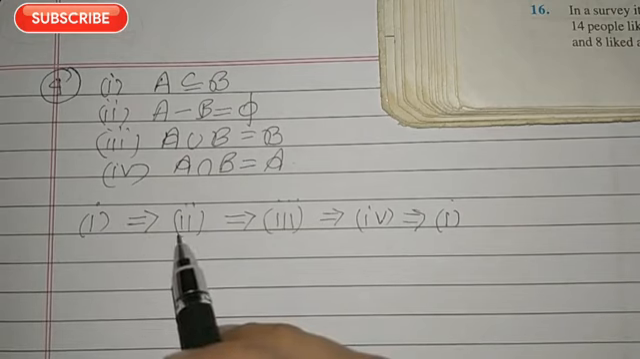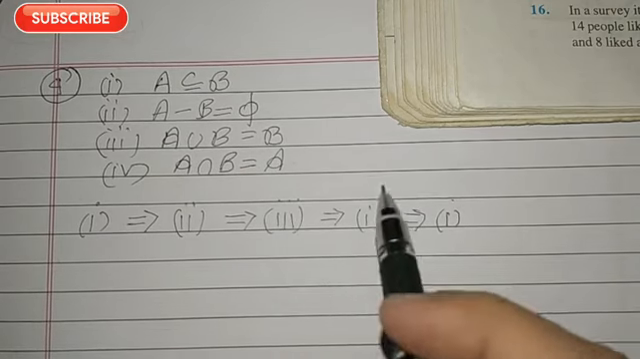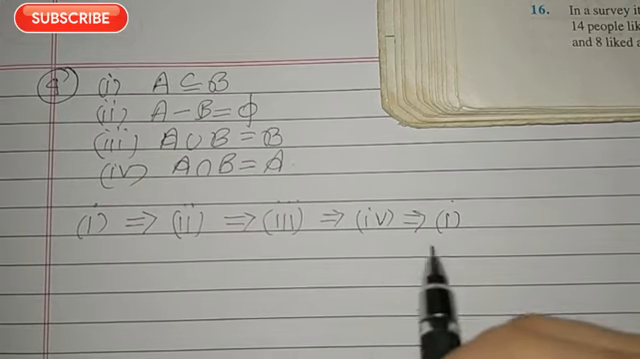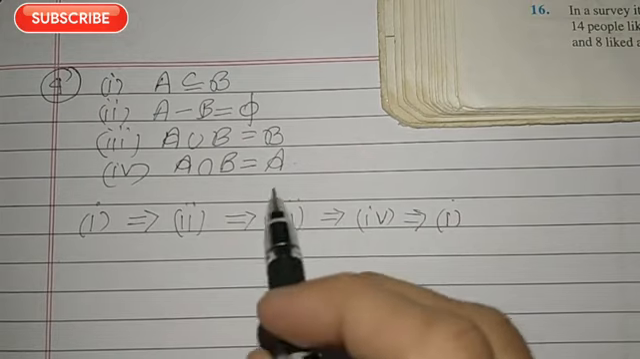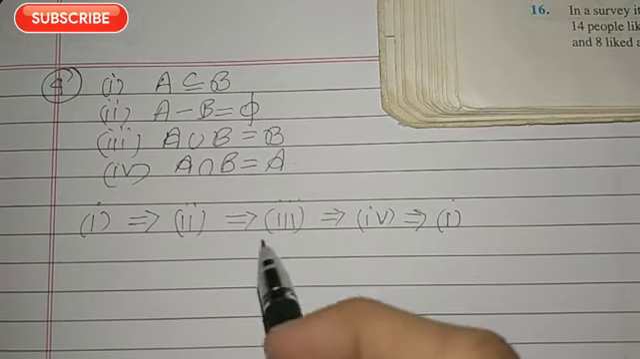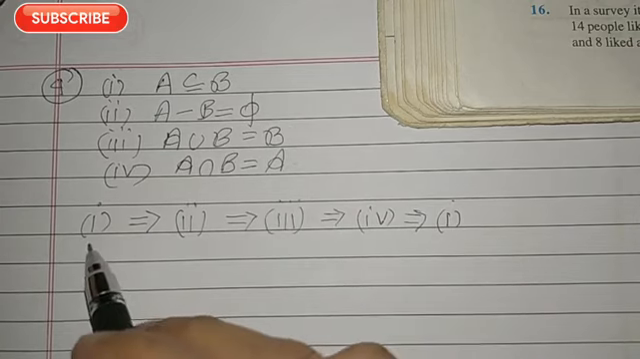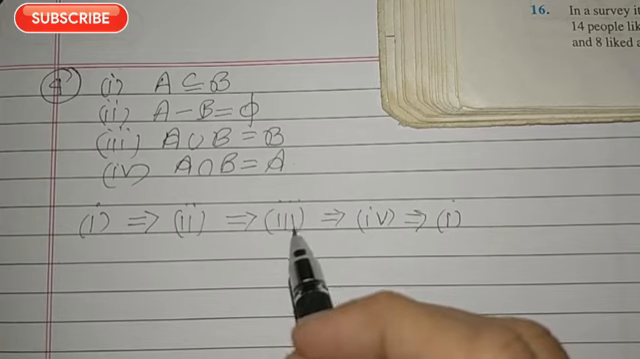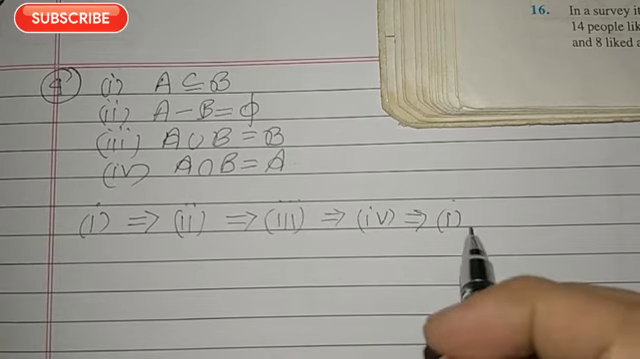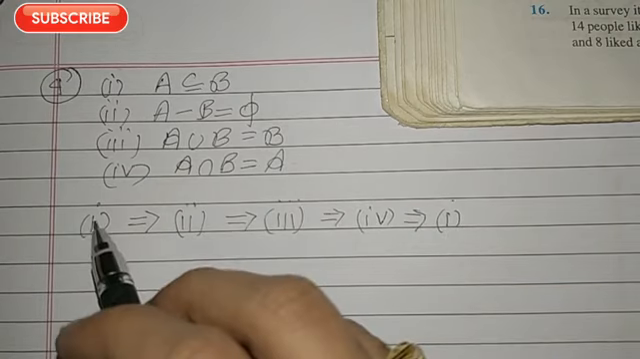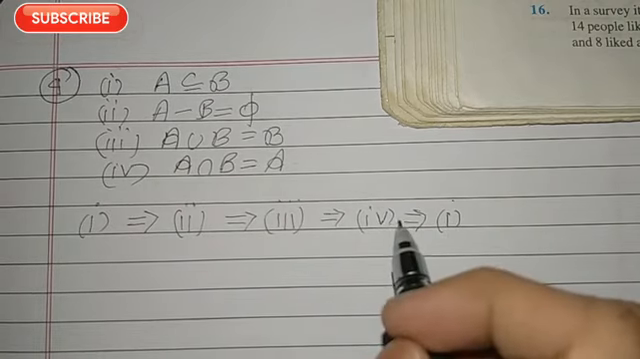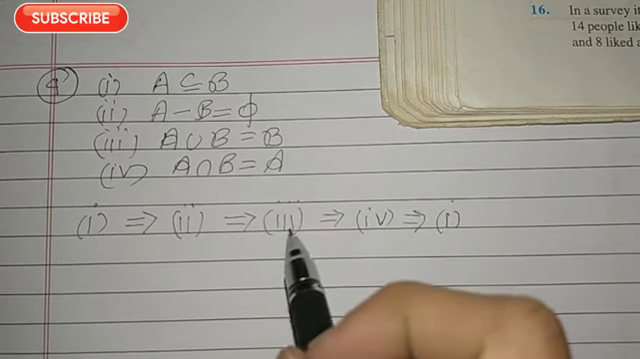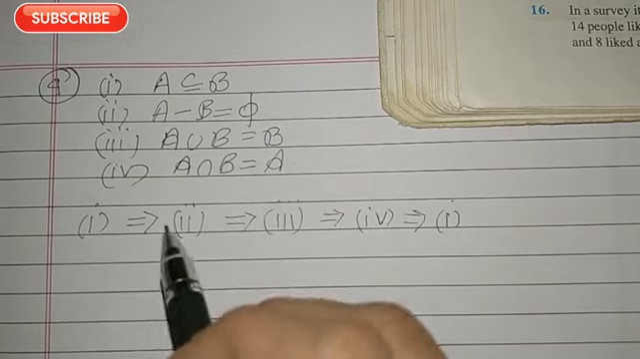So 1 will give us 2, 2 will give us 3, 3 will give us 4, and 4 will give us 1. If we prove this, then if we assume any statement, say statement 3, and want to get statement 1, I will go from 3 to 4, then 4 to 1. So if I assume any statement, I get the others.